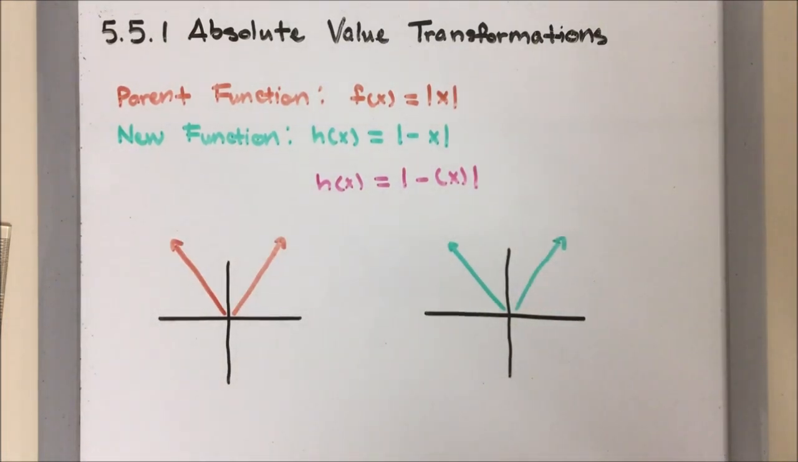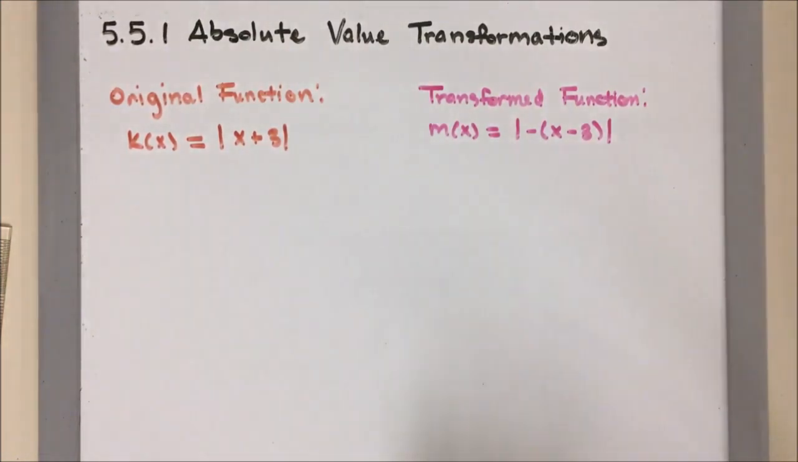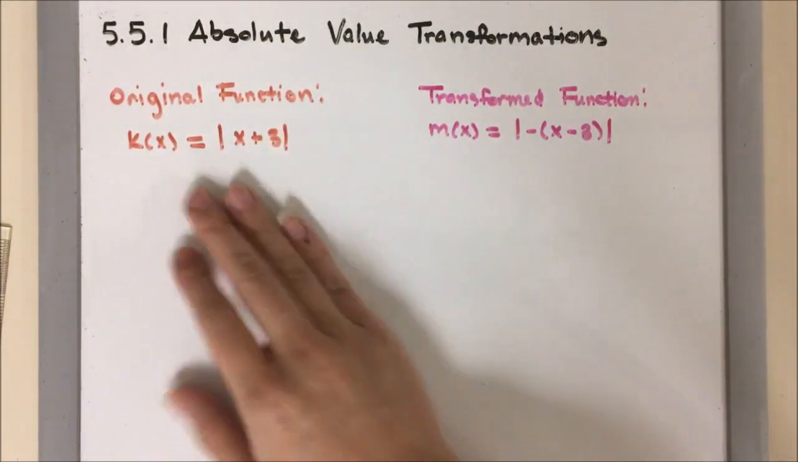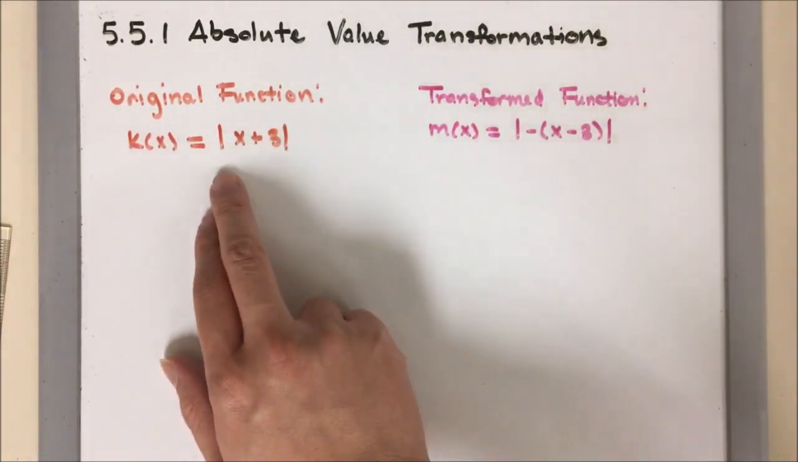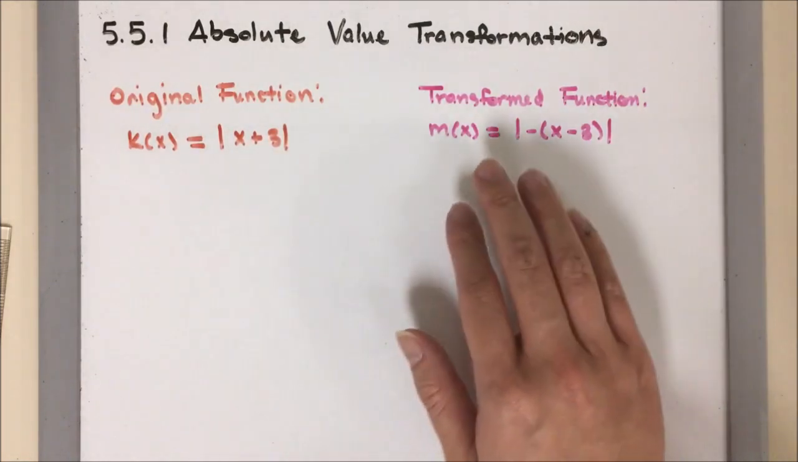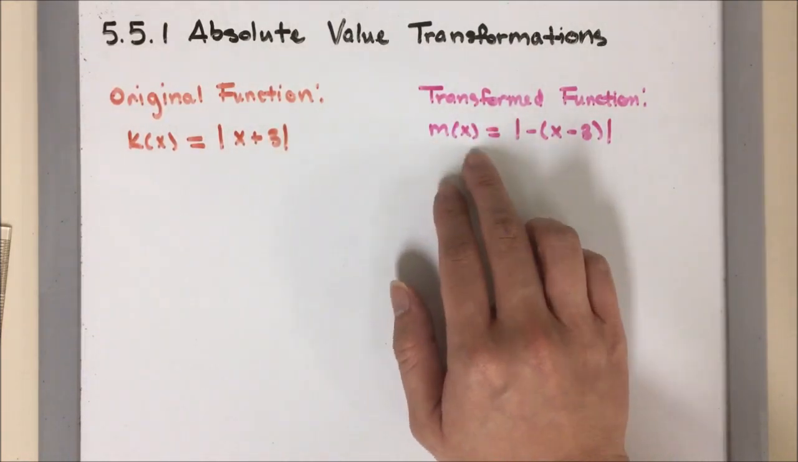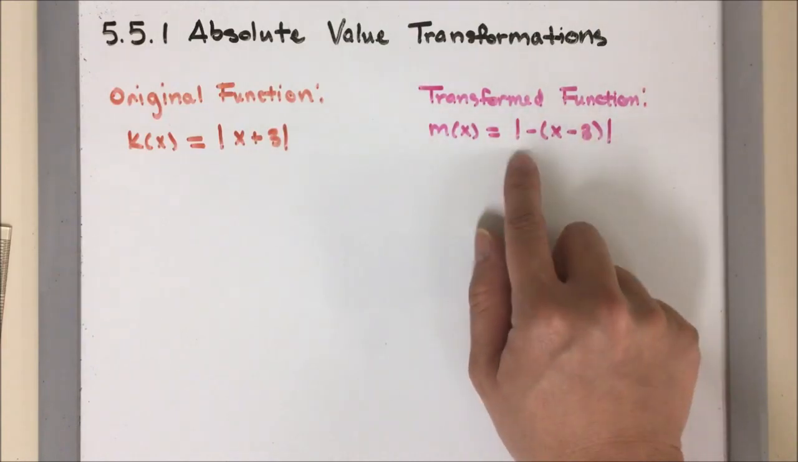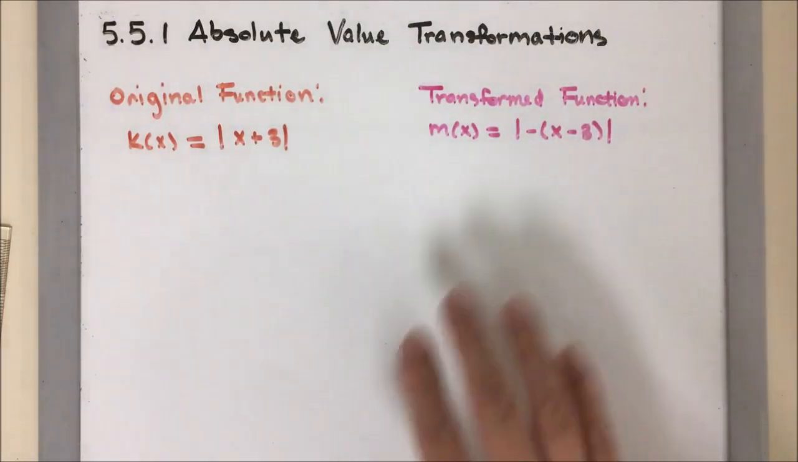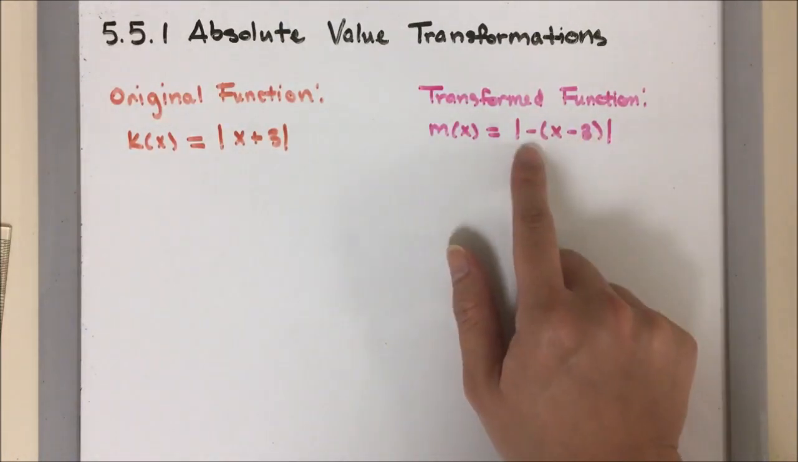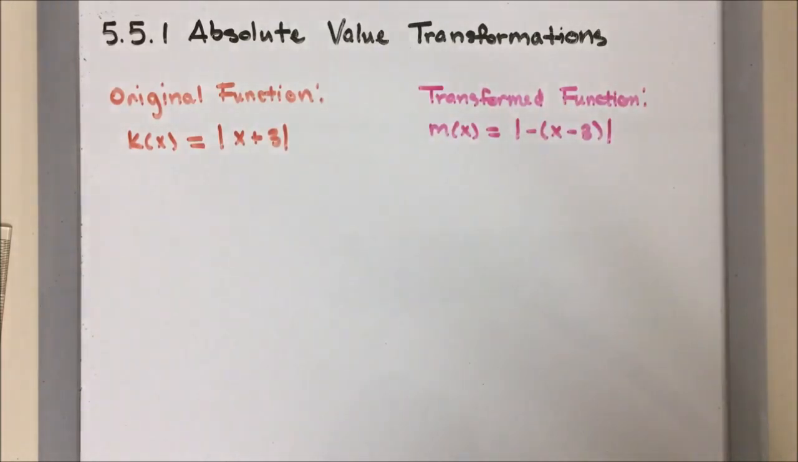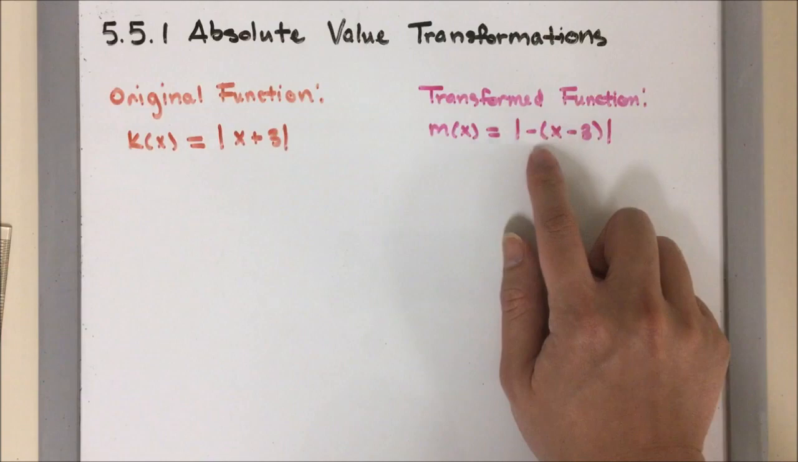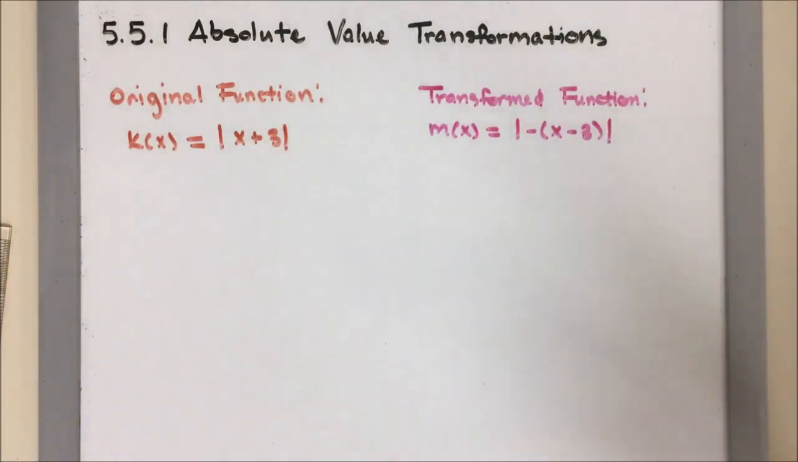Alright, in this next part, I have the original function and the transformed function. The original is k of x equals the absolute value of x plus 3. And the transformed function is m of x equals the absolute value of negative of x minus 3. Let's look closely at the transformed function. You see that we have a negative sign inside the absolute value line, in front of x. Since there's a number with the x, you can see how I have parentheses on it. And I'll explain the importance of the parentheses.